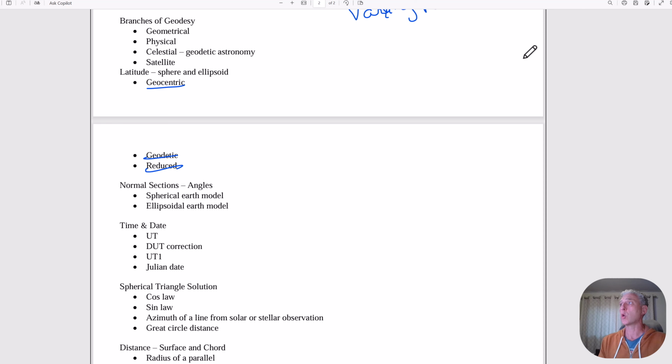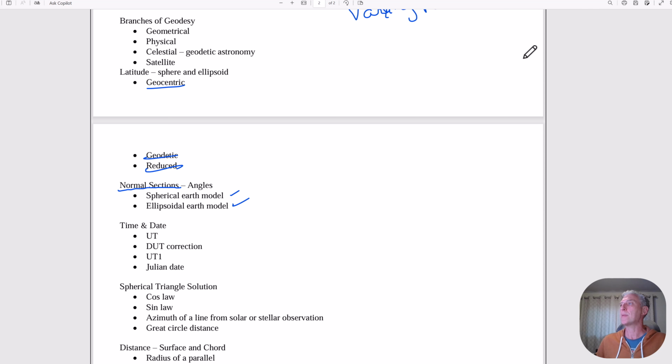Again, this course has, much like any higher level engineering course, tons of formulae, tons of symbols. A lot of the symbols and letters are reused for different things. So you have to be able to understand the contextual use of the symbols. Okay, normal sections. We defined what a normal section was early in the term. And then what that looks like for the spherical Earth model, ellipsoidal Earth model.